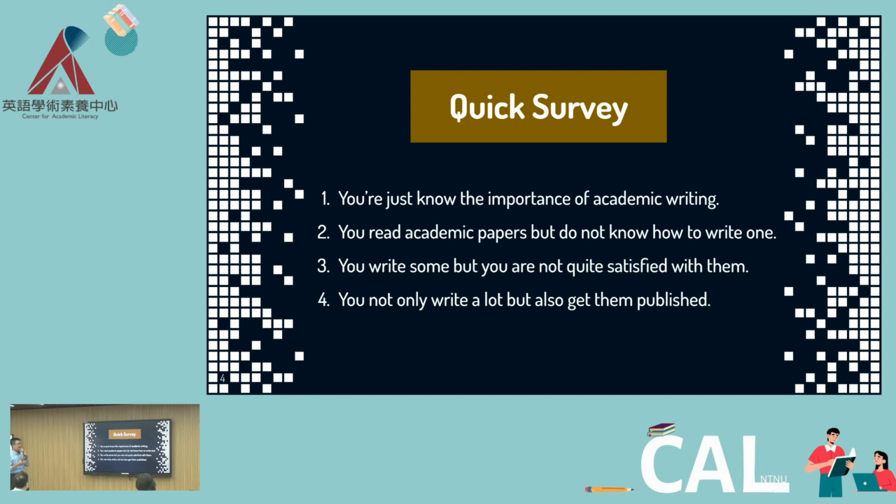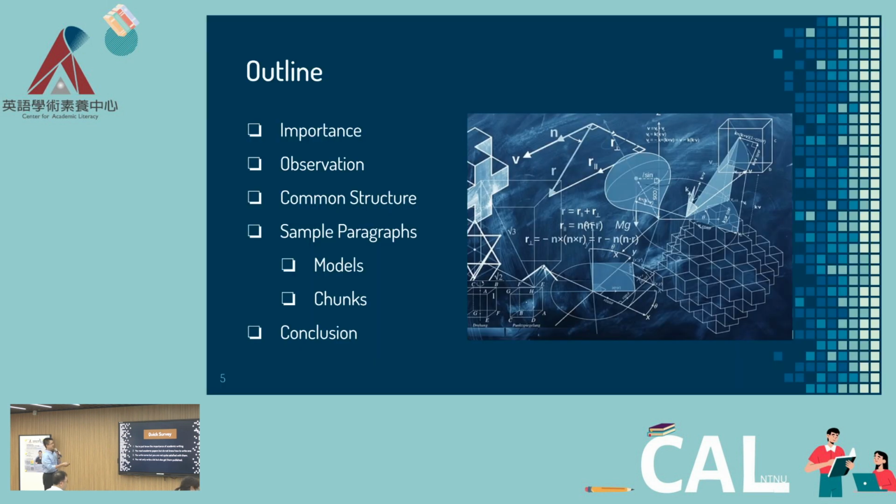How about the third one? You write a lot, but sometimes you get feedback from your teacher or teaching assistant that there is a lot to be improved, so you want to find somewhere to make improvements. Anyone? How about the fourth one? You not only write a lot, you also get published or even cited. Anyone here? I know Professor Liao is here. Oh, there's another researcher here. I would also like to hear from you.